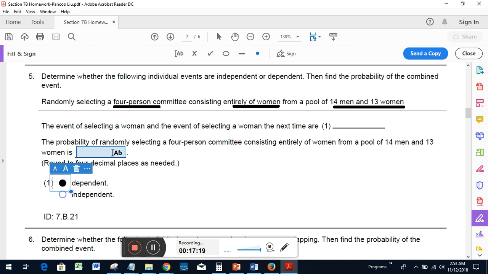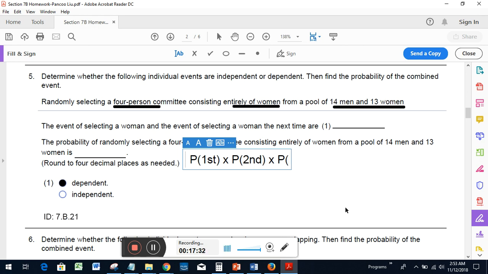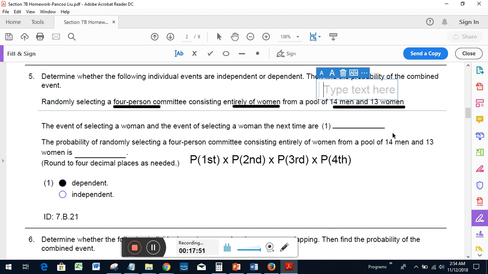For the second blank, we're going to figure out the probability. So here, probability of your first person times probability of your second person times probability of your third person times probability of your fourth person. Before we figure out the probability, remember, probability has to always be out of something. In this case, out of our total outcome, which is the addition of the men and women in the group. So your total outcome is 14 plus 13, which is 27.